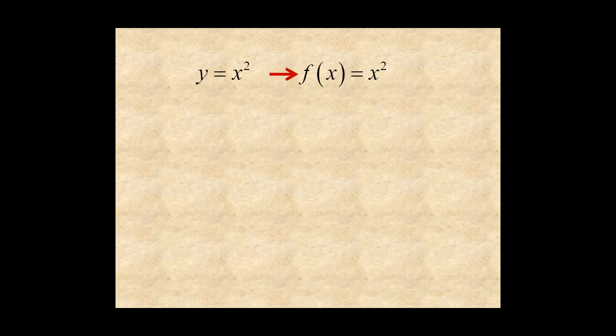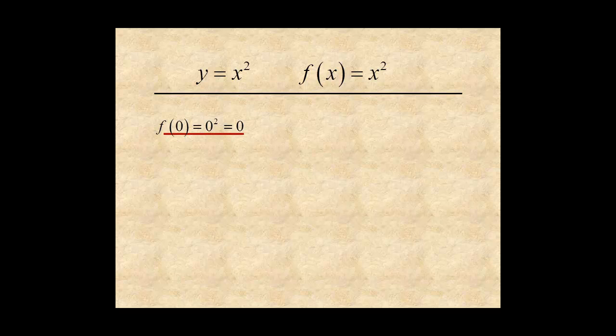To draw a graph of the function, start at the origin and calculate the value of the function at x equals 0. Remember, function notation is useful for expressing the value of a function. So f of 0 equals 0 squared equals 0. Then moving out from the origin, f of 1 equals 1 squared equals 1, and f of negative 1 equals negative 1 squared equals 1.